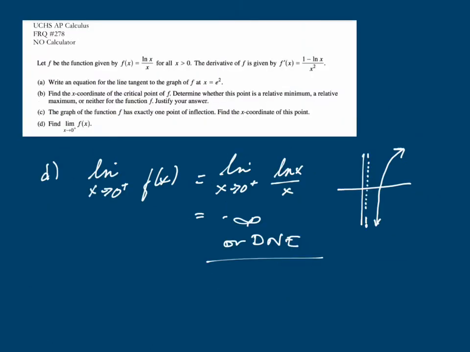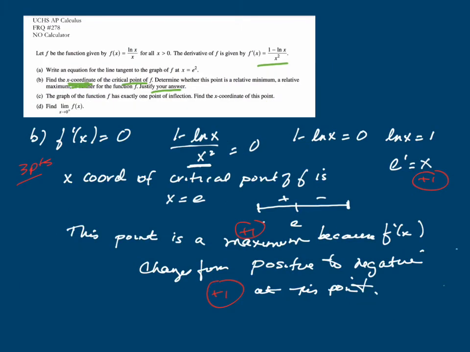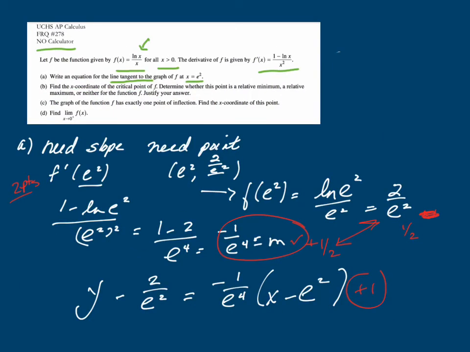All right, part D has 1 point, and that's just the answer, negative infinity or DNE, either one would work. So that's 1, 2, 3, 4, 5, 6, 7, 8, 9. Those are your total points for this FRQ.